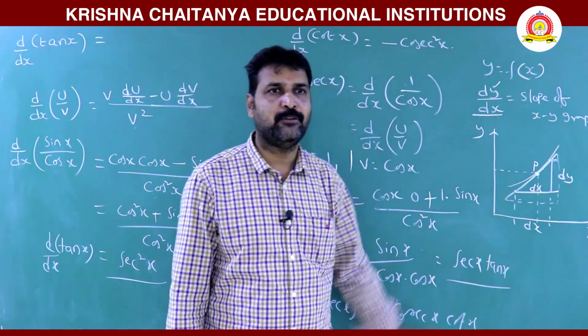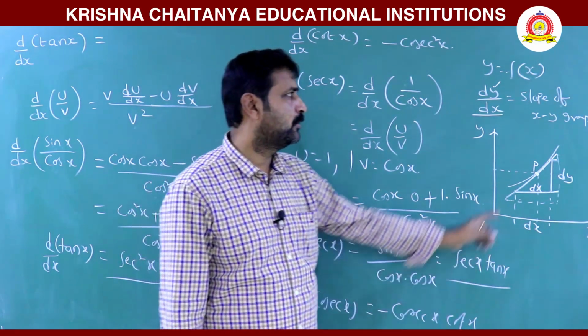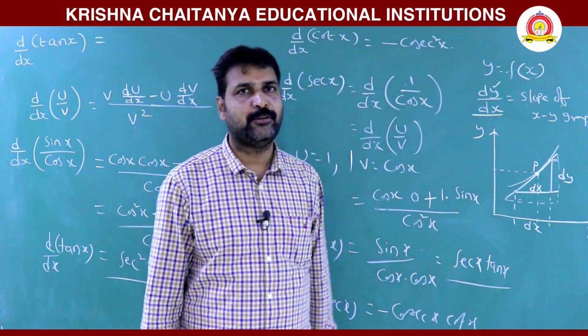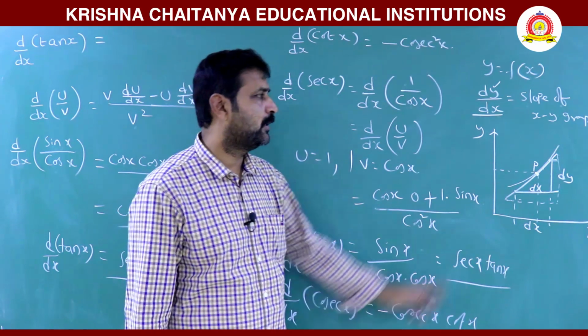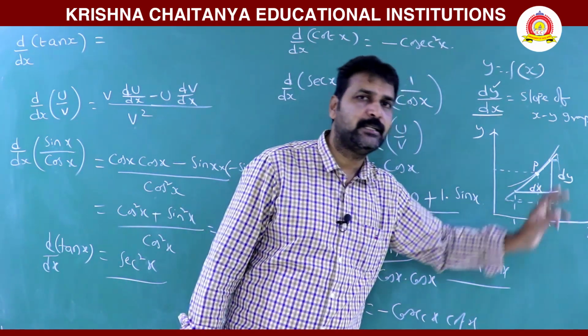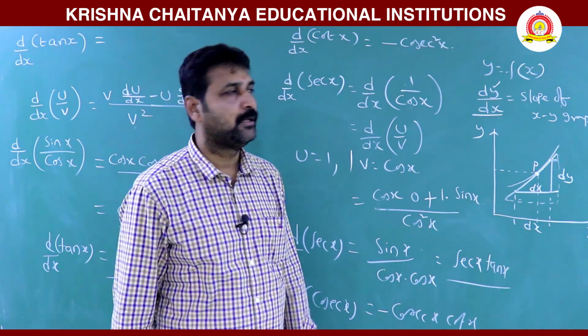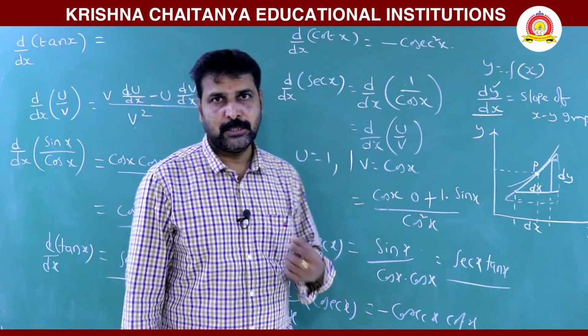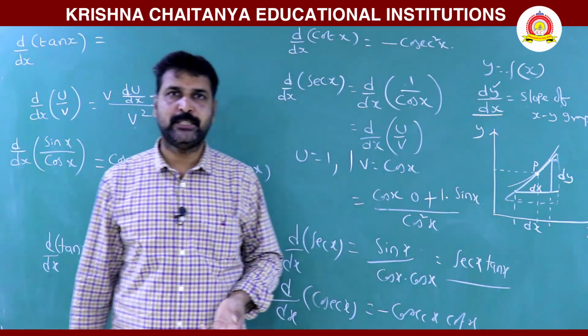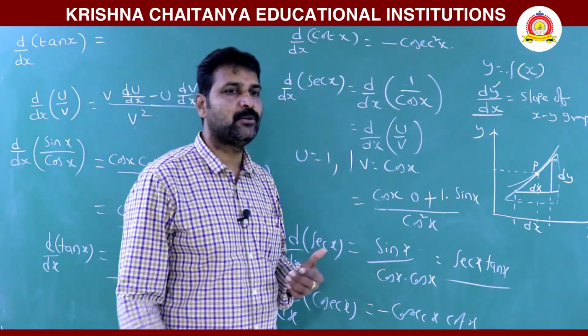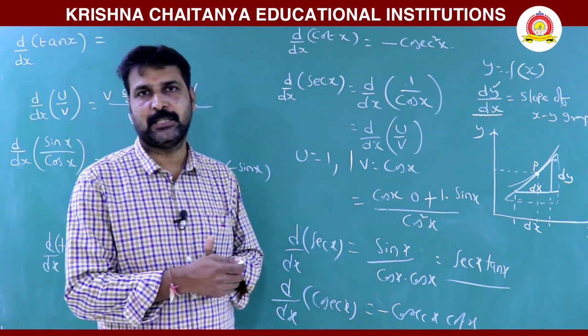So if any graph is given, then the slope will be equal to the differentiation of that physical quantity which changes with another physical quantity. So this is about differentiation. Now we do some problems based on differentiation. Later we will go for integration methods also.